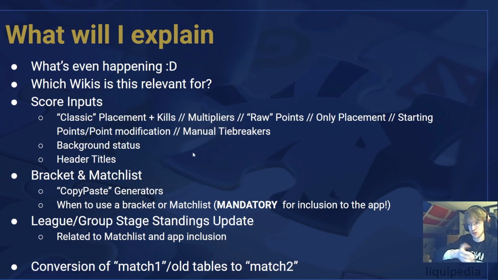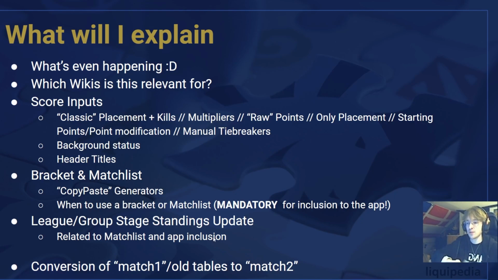Another thing we'll use is the match list. If you have a group stage with multiple matches, you're supposed to use a match list. So I'll go over these. We have a certain copy-paste page where you can easily generate these. But there's also some technical know-how to the bracket and match list, because if they're not set up properly, this won't work in the app if your app is supporting the new game. So I'll explain exactly how you need to set these up. That's a mandatory requirement for the app to know this.